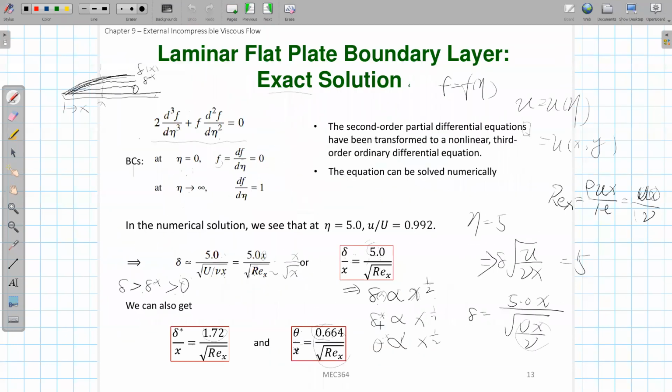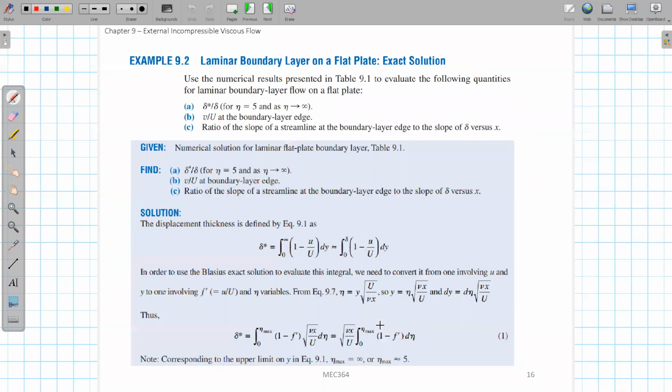So this is a laminar boundary layer, and we have another example problem to practice this flat plate exact solution. It's a very straightforward one, so I would like to leave it to you to read yourself.